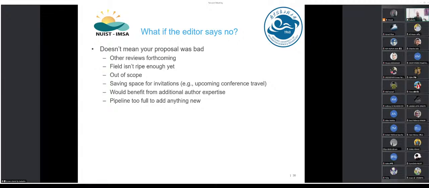Now, if editors say no, it does not mean your paper was bad or your proposal was bad. It can be due to the following reasons. You have submitted your paper, your paper was written very well, your ideas were well put out, your ideas were novel, but it got rejected because you have chosen the wrong paper, you have chosen the wrong time, or you have not chosen the particular special issue.